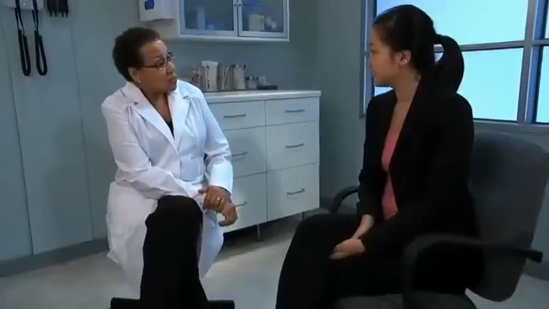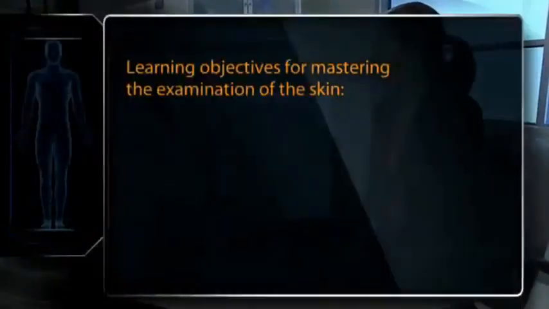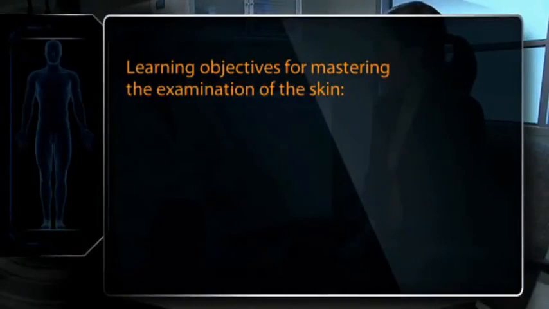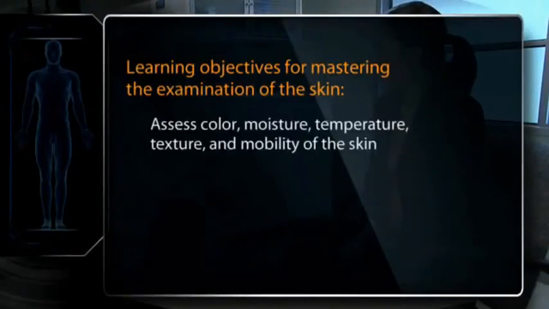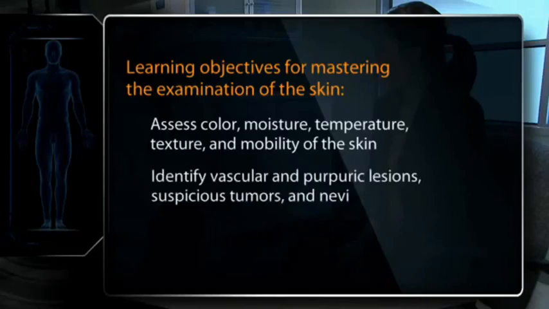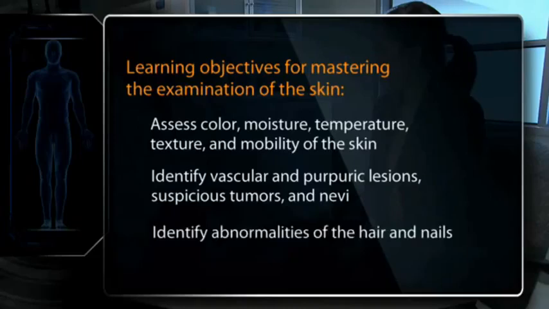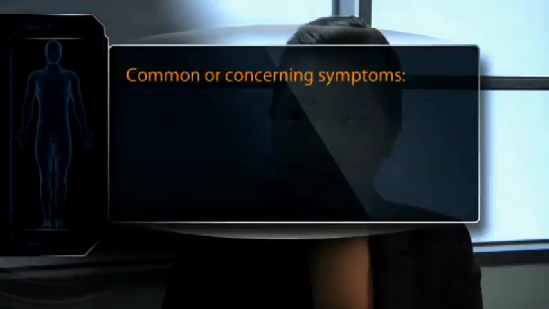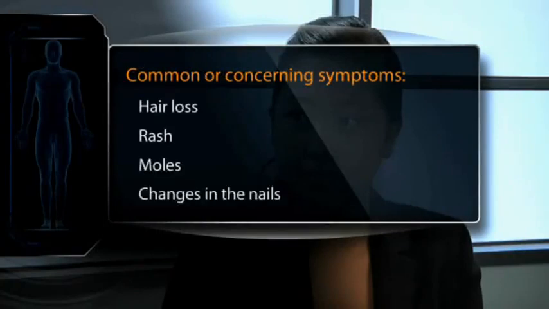Kathy. Do you have any concerns about your skin today? Your learning objectives for mastering the examination of the skin are to assess the color, moisture, temperature, texture, and mobility of the skin, to identify vascular and purpuric lesions, suspicious tumors and nevi, and to identify abnormalities of the hair and nails. Common or concerning symptoms relating to the skin include hair loss, rash, moles, and changes in the nails.